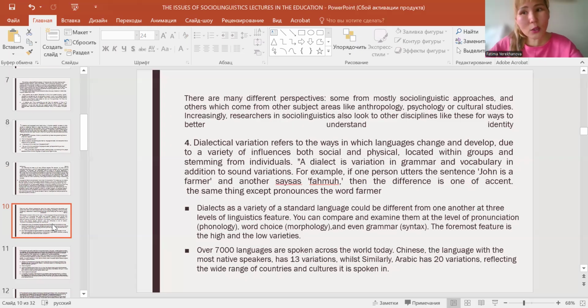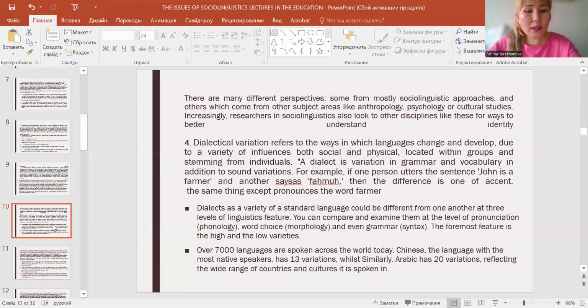Also, we can see dialects and a standard language could be different from one another at three levels of linguistic features, so here you can compare and examine. When you talk about pronunciation, we are talking about phonology; word choice, morphology; and even grammar, so we are talking about syntax. And the foremost feature is the high and the low varieties.